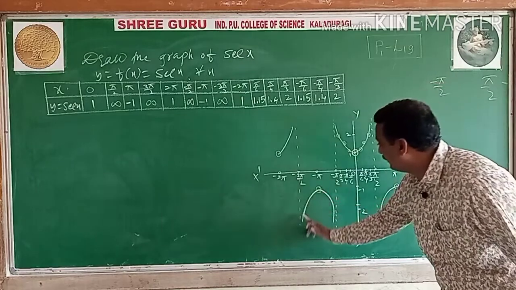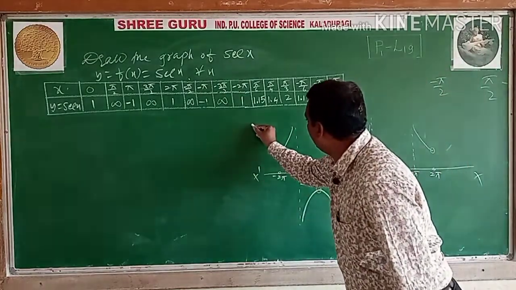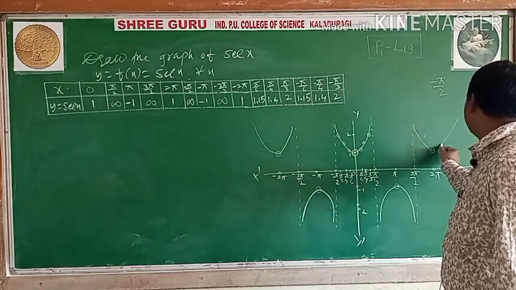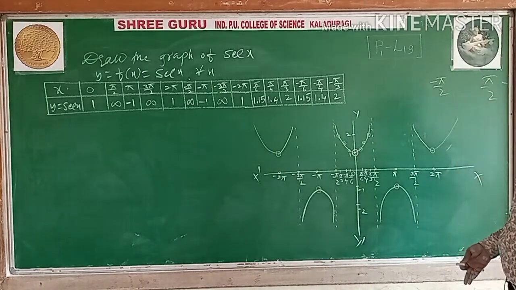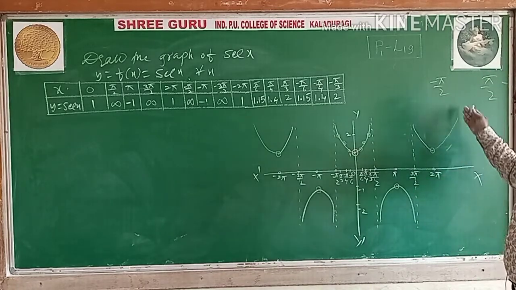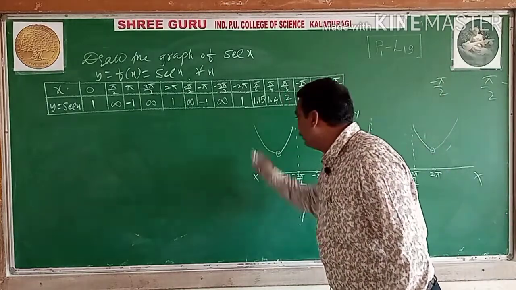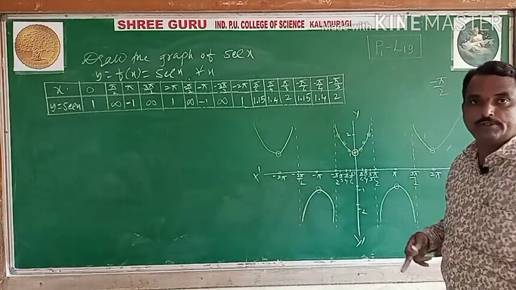Clear? Similarly, here I have taken this half of the curve. If you take that minus 2 pi here, it touches like that. In between the infinity lines, here we are getting 5 pi by 2, and here also minus 5 pi by 2. Like that, in between the infinity lines, you have a curve.